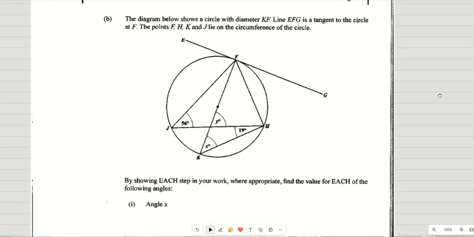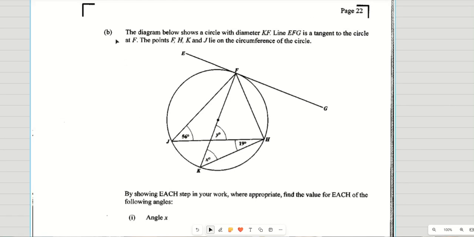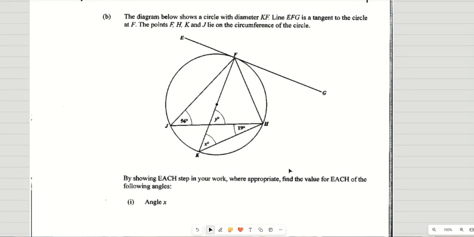Let's immediately go to the second question here. The diagram below shows a circle with diameter KF. So they told you KF is a diameter. Line EFG is a tangent to the circle at point F. Points F, H, K and J lie on the circumference. By showing each of the following steps in your working.